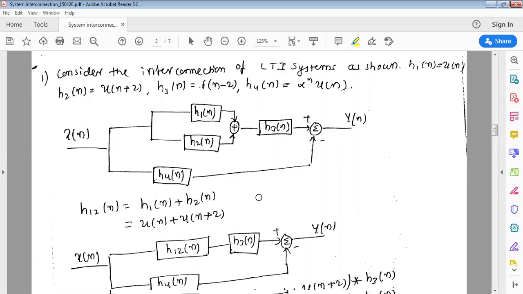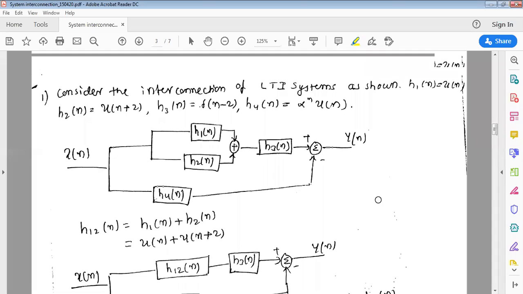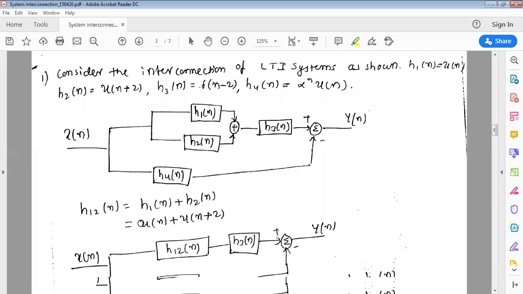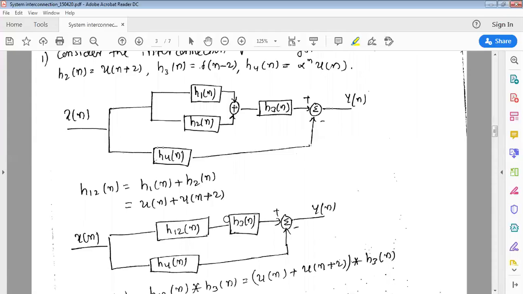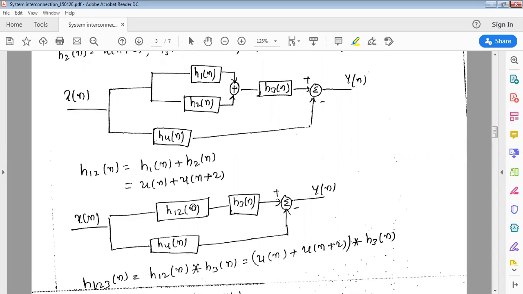Let us see how you are going to evaluate this one. Let us write only this part. H1 of n and H2 of n are parallel. Your output will become H1 of n plus H2 of n. What is your H1 of n? H1 of n is u of n and H2 of n is u of n plus 2. So H12 of n is equal to u of n plus u of n plus 2. So I have x of n, and this one I will replace by H12 of n into H3 of n. Here I have H4 of n summation.